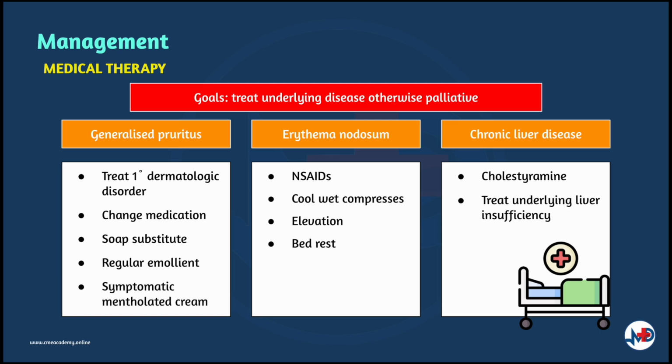In most patients, erythema nodosum is a self-limiting disease and requires only symptomatic relief using non-steroidal anti-inflammatory drugs, cool wet compresses, elevation, and bed rest. Cholestyramine is the mainstay of therapy for pruritus of liver disease. To avoid compromising GI absorption, care should be taken to avoid co-administration of this organic anion binder with any other medication. There is no specific treatment for spider nevi and palmar erythema besides treating the liver insufficiency itself.